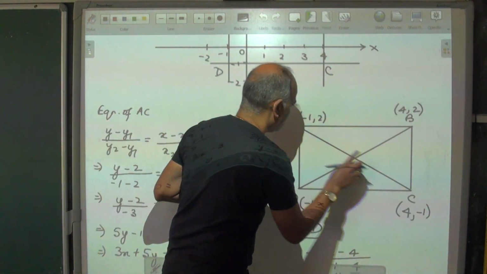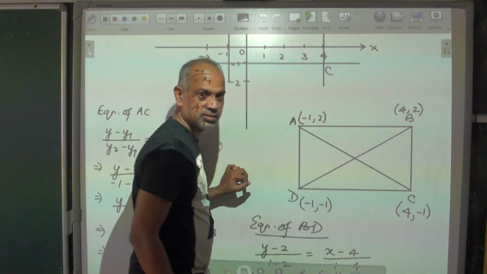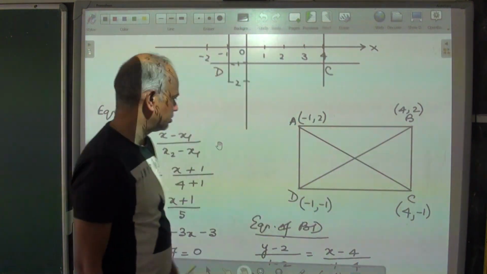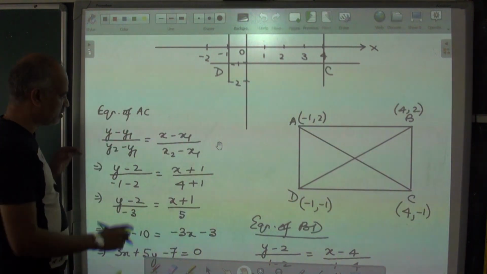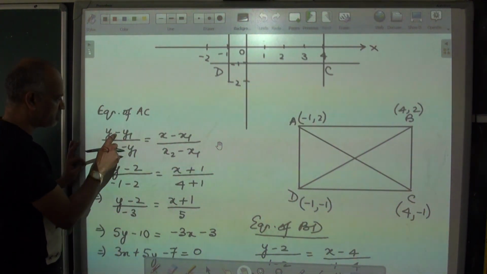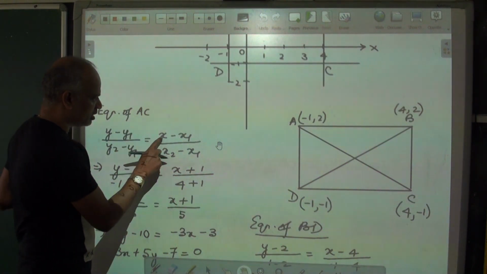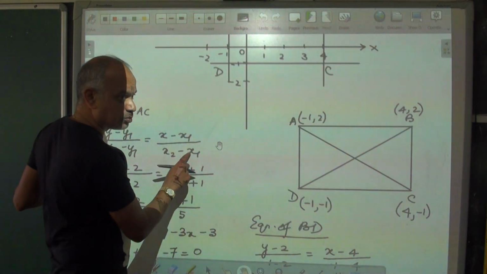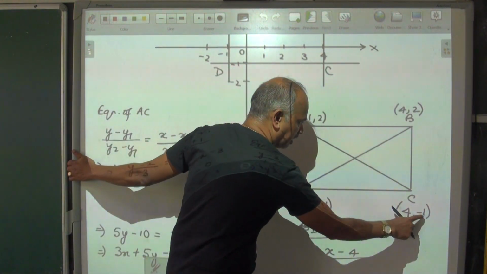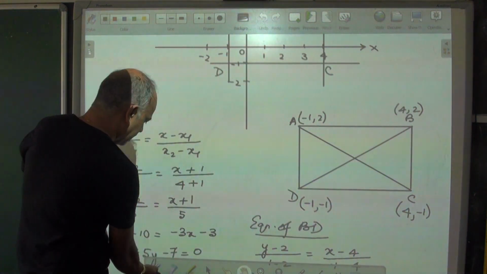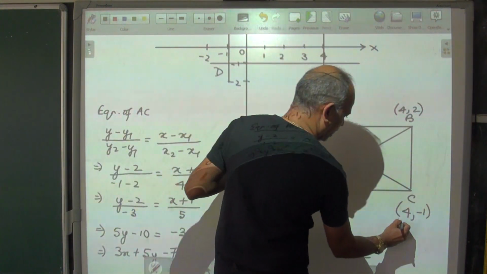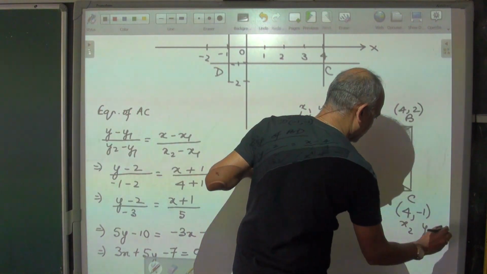On AC, you know A, you know C. So this is x1, y1. This is x2, y2. You're going to find the equation. So that's the formula for finding the equation: y minus y1 by y2 minus y1 is equal to x minus x1 by x2 minus x1. This is x1, y1. This is x2, y2. Accordingly substitute. If you want, I'll write it above: x1, y1 and that's x2, y2.